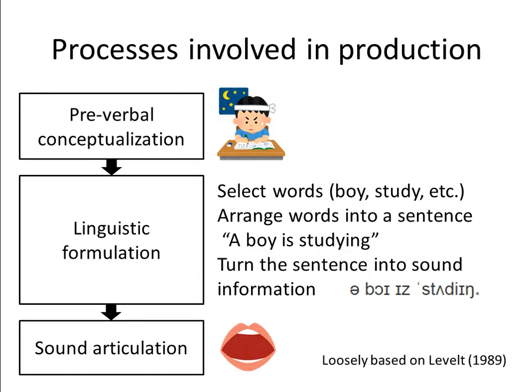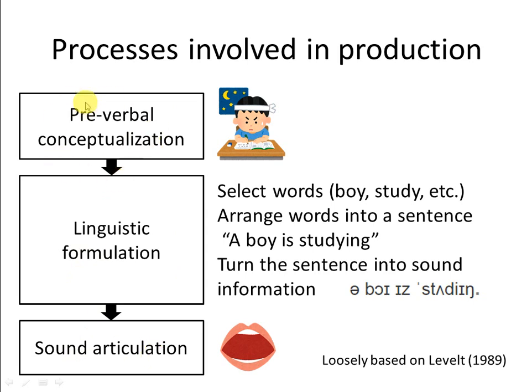So for example, when you produce language, many psychological processes are taking place in your mind, and broadly speaking, there are three major steps: pre-verbal conceptualization, linguistic formulation, and sound articulation.